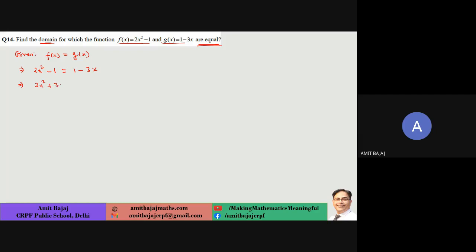Rearrange and get a quadratic equation. One can easily note I am getting this as a quadratic equation. Splitting the middle term, we are looking for two numbers whose sum is 3 and product is -4. So what are those two numbers? Anyone? 4 and -1.